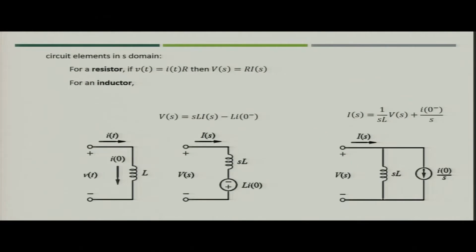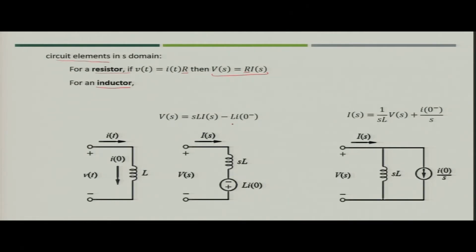Now, while doing the circuit analysis using Laplace transform, how do we transform the circuit elements from time domain to S domain? For a resistor, there will not be any change. The value of R in time domain will remain R in S domain also. So v(t) equals i(t) into R, that is Ohm's law, will become V(s) equals R into I(s) in S domain. The changes would be there in case of inductor and capacitor, because these are the energy storage elements.